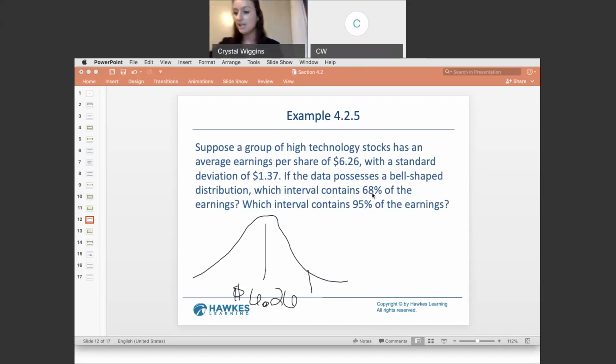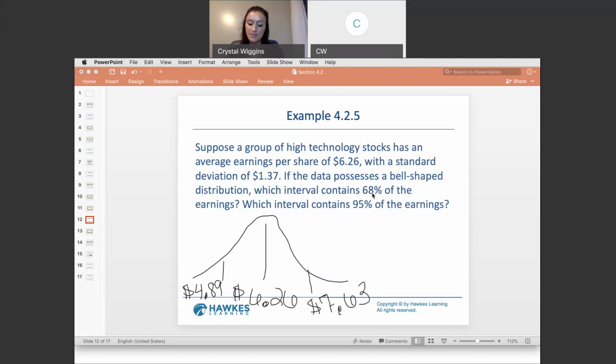So if we get our handy dandy calculators, we're going to take $6.26 plus $1.37, and that gives us $7.63. Now I want to find the first standard deviation on the left side, so I'm going to take $6.26 and subtract the standard deviation of $1.37. And that gives me on the left side the first standard deviation being $4.89.